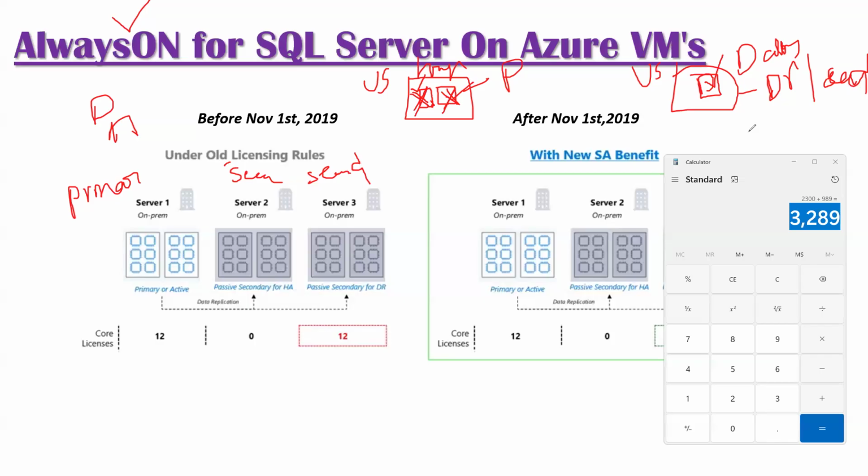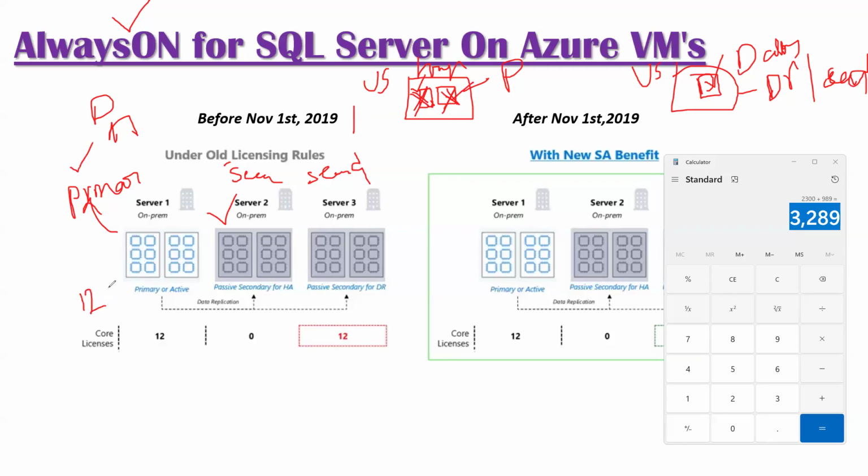Okay. For example, if I'm taking a minimum of three till November 1st, 2019, how is Microsoft going to charge me? Microsoft is going to provide one secondary replica license free. One secondary replica. If you want one more server, one more database, one more copy, one more instance, how is this primary replica configured?